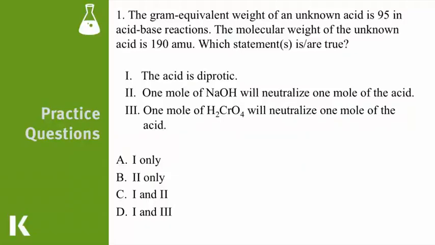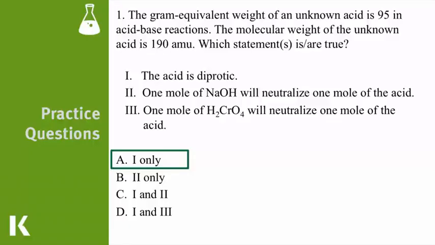Let's try some practice questions, such as this one, which asks us to correctly identify what type of molecule is being described here and what's the best way to neutralize this molecule. And the correct answer is A. We were told that our unknown has a molecular weight of 190 atomic mass units, but its gram equivalent weight was only 95, which is half of the molecular weight. So this must be a diprotic acid. So Roman numeral number 1 is correct.